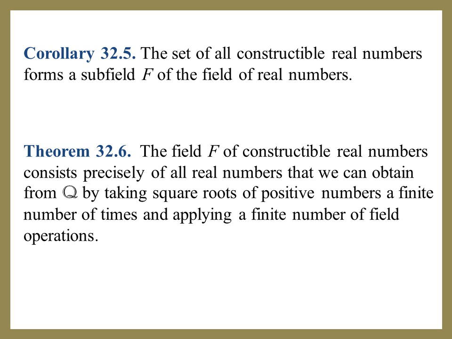We now have that the set of constructible real numbers forms a subfield of the real numbers. We will see in class, in Theorem 32.6, that the field of constructible real numbers consists precisely of all real numbers that we can obtain from the rationals by taking square roots of positive numbers a finite number of times and applying a finite number of field operations.